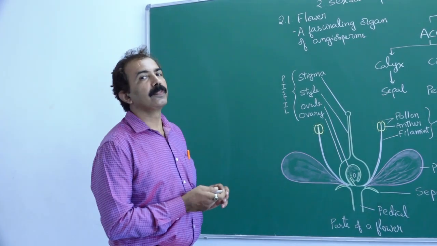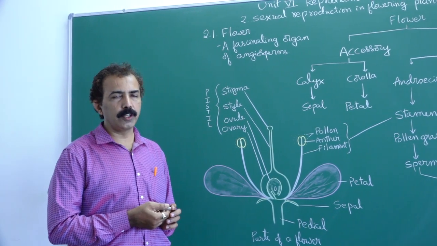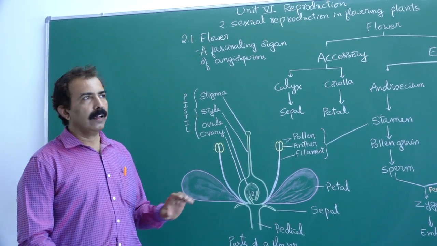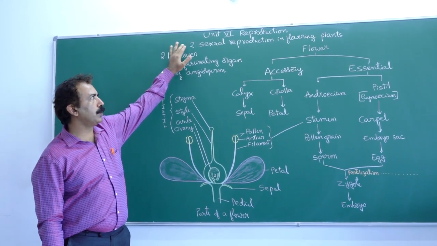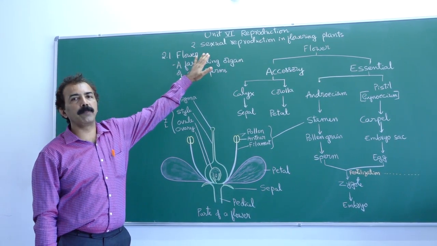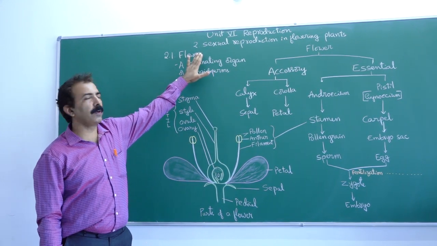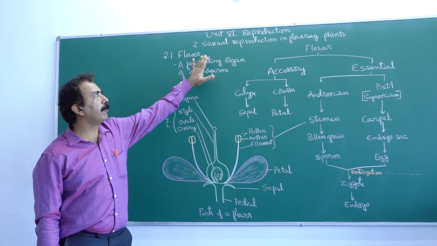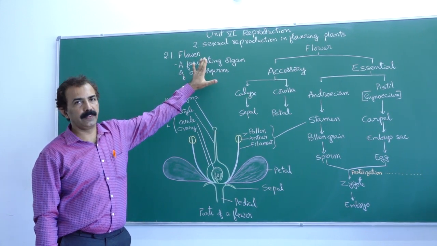Hi all, we have studied chapter 1, Reproduction in Organisms. We are moving on to the next chapter, chapter 2, Sexual Reproduction in Flowering Plants. By now we are clear that sexual reproduction is a better method of reproduction because it brings in variations.